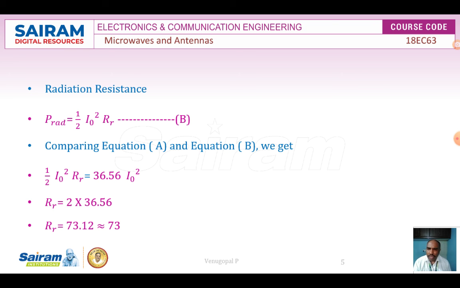Then compare the equation A with the equation B. We get half into I naught square into Rr is equal to 36.56 into I naught square. Then cancel I naught square on both sides and do the simplification, evaluate Rr. You will get Rr is equal to 2 into 36.56, which is equivalent to 73.12 ohms. Actually, radiation resistance should not be 73 ohms, it should be 73.12 ohms, and approximately we say the radiation resistance of the half-wave dipole is 73 ohms. It is not exactly 73 ohms, it is 73.12 ohms, but it is approximated as 73 ohms. This is also very important from the examination point of view.